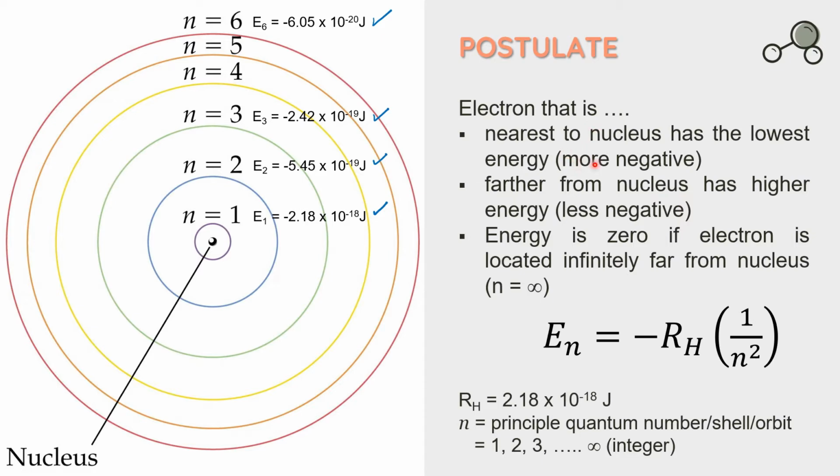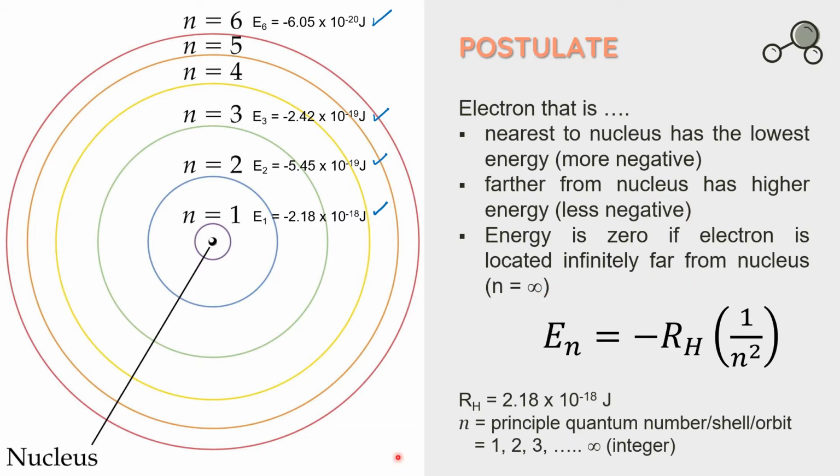An electron that is nearest to the nucleus will have the lowest energy, that is, more negative. An electron that is farther from the nucleus has higher energy, that is, less negative. Energy is zero if the electron is located infinitely far from the nucleus, which is at n infinity.